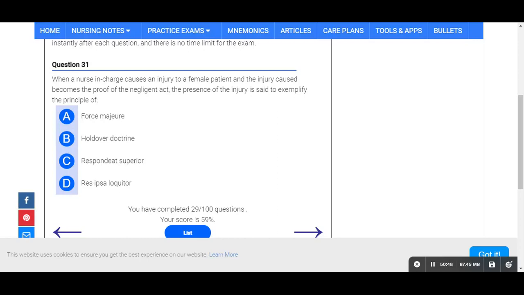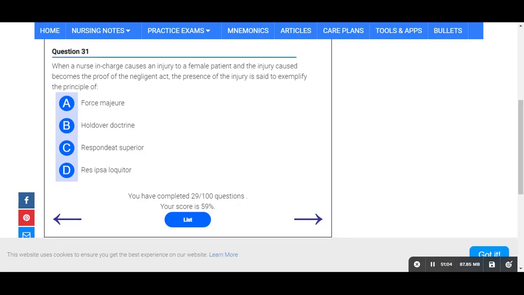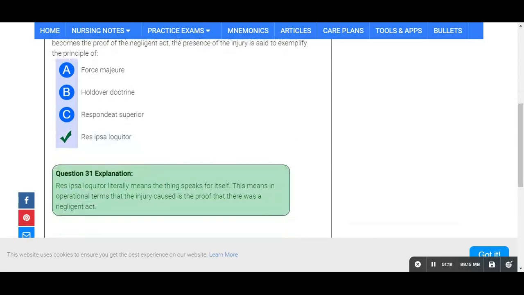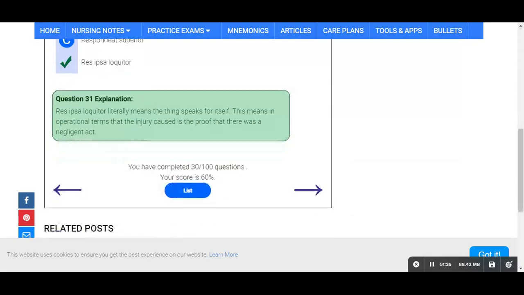Okay. When a nurse in charge causes an injury to a female patient and the injury caused becomes proof of a negligent act, the presence of injury is said to be force majeure. No. Oh. Res ipsa loquitur. Res ipsa loquitur literally means the thing speaks for itself. This means in operational terms that the injury caused is the proof that there was a negligent act.